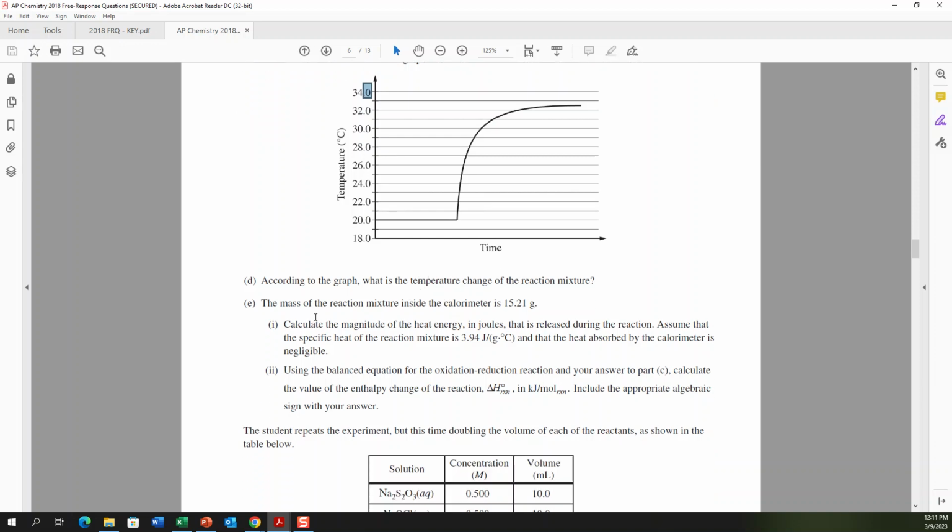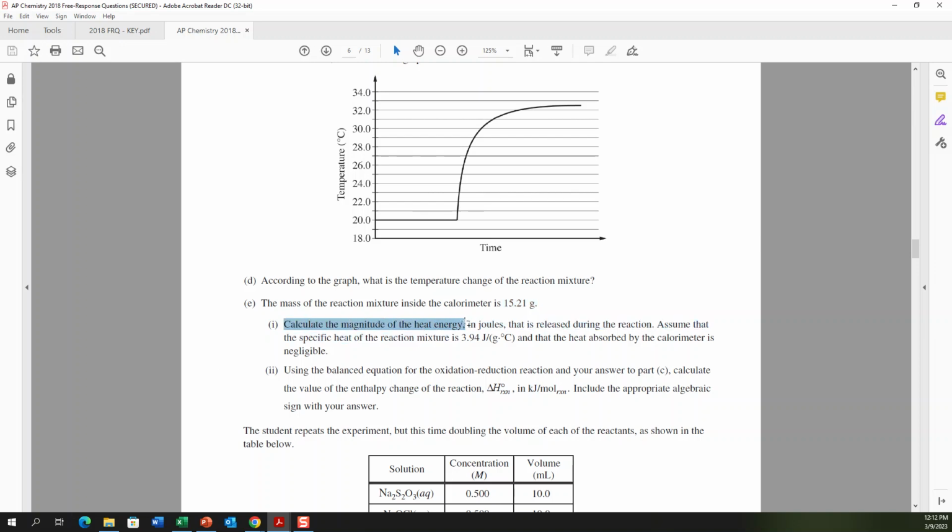All right. The mass of the reaction mixture inside the calorimeter is 15.21. So they give us the mass because if we're thinking calorimetry data and figuring out a Q value, we're probably going to do Q equals mCΔT, so we'll need the mass of our solution. Calculate the magnitude of heat.